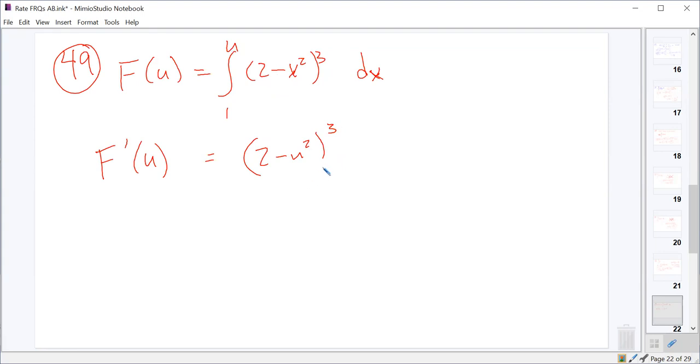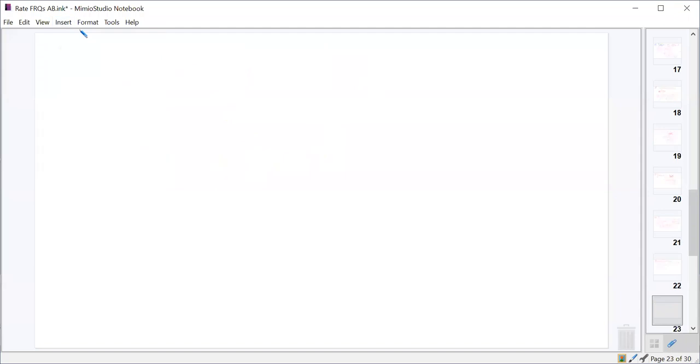So it looks like that's choice D, 2 minus u squared cubed. If this was something else, like if this was a u squared, then we'd have to plug in a u squared here and multiply it by the derivative of u squared. Everybody okay there at 49? All right, next one is 51. We did 51 already. Next one after that is 25.